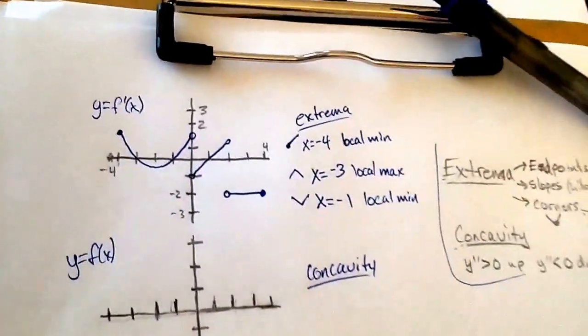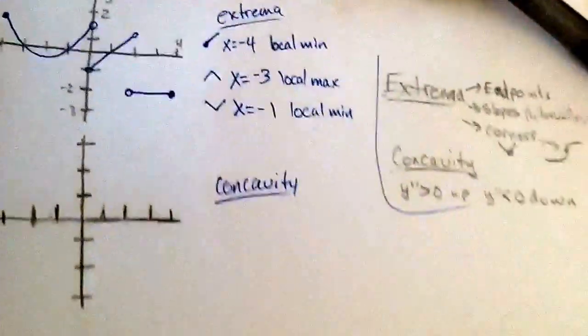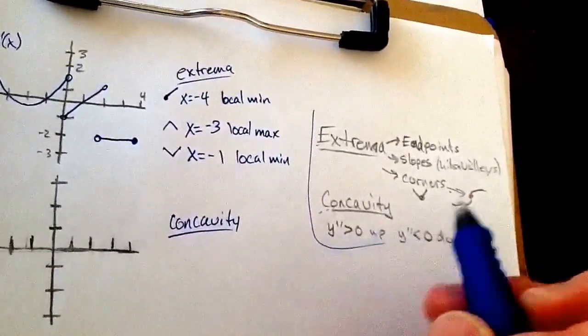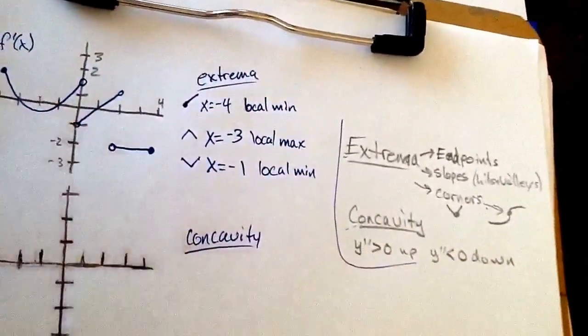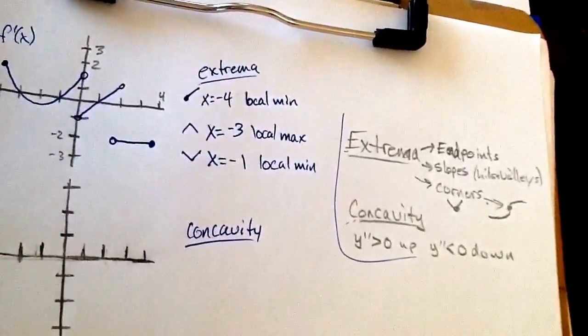Remember that I'm trying to pause. I'm trying to go slow. I don't know if it's helping. The second derivative greater than 0. So looking at this, where are you going to see that happen?